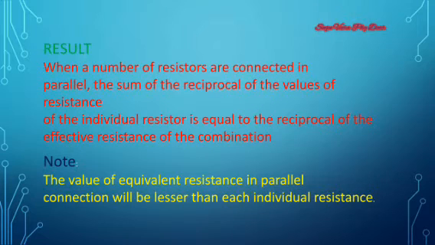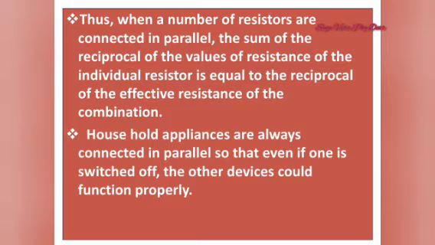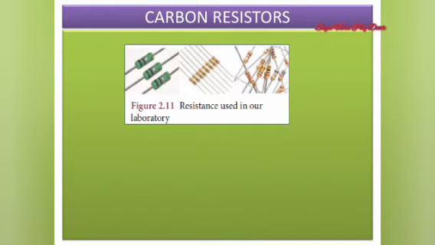Result: when a number of resistors are connected in parallel, the sum of the reciprocals of the values of the individual resistances is equal to the reciprocal of the effective resistance of the combination. Note, the value of equivalent resistance in a parallel connection will be less than each individual resistance. Household appliances are always connected in parallel so that even if one is switched off, the other devices can function properly.